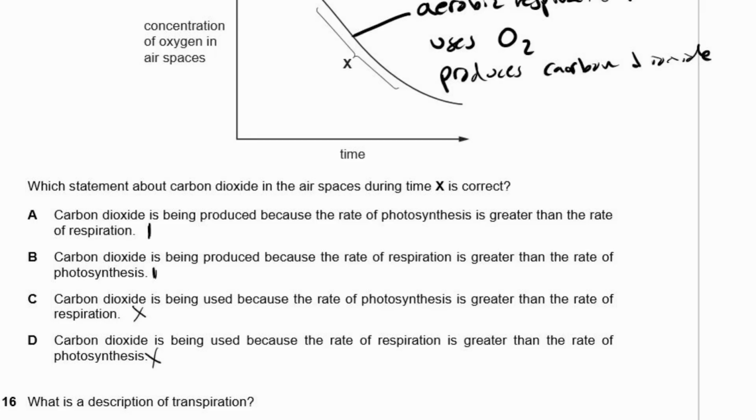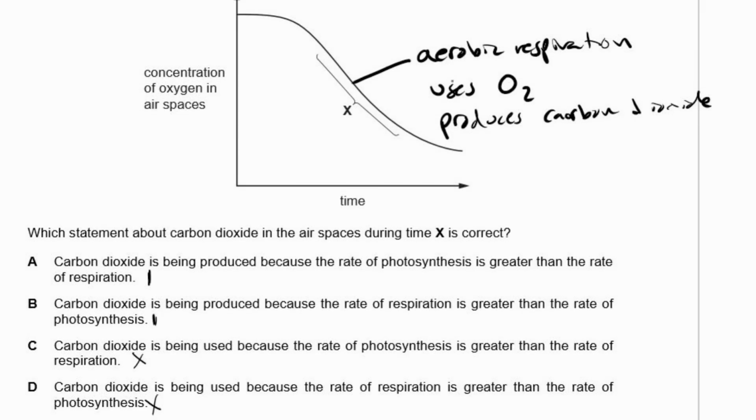No, if you look at this, as I said, it's aerobic respiration. That's the majority of the stuff happening at time X, which means it's not that one. Now, carbon dioxide is being produced because the rate of respiration is greater than the rate of photosynthesis. That looks like it's the answer, because aerobic respiration uses up the oxygen, and when it's using up the oxygen, it produces carbon dioxide. It doesn't mean that there's no photosynthesis happening. It's just there's less.